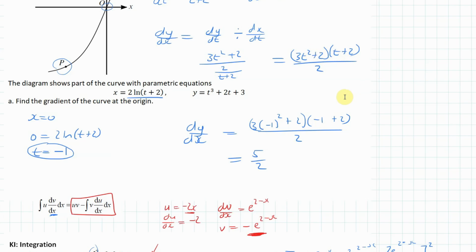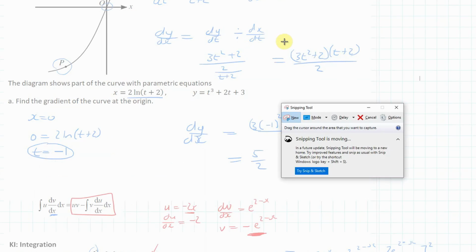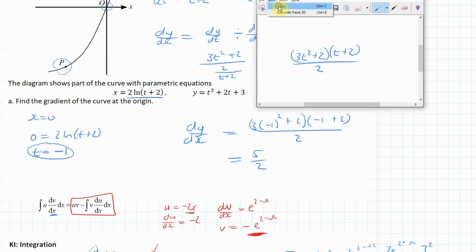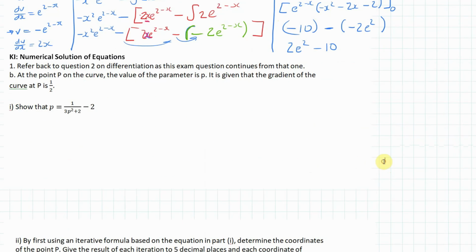Okay, let me just snip that down. This was our gradient. So I just pop that down here. And so that was dy dx. Now, we know that the gradient, when we're using p, is 1/2. So we go 1/2 is equal to 3p squared plus 2 into p plus 2 all over 2.